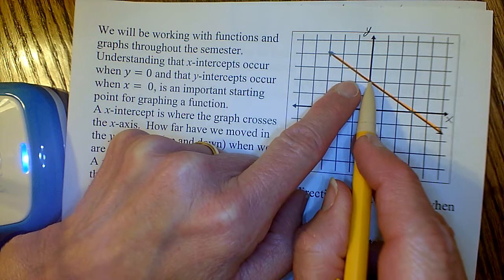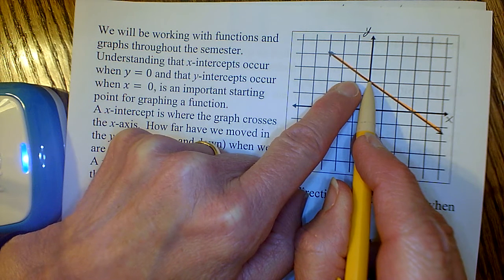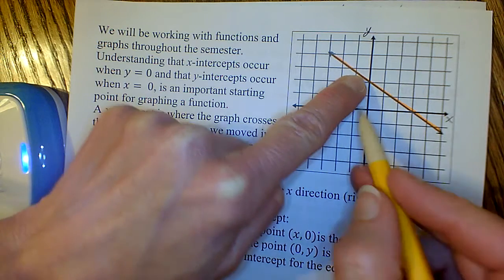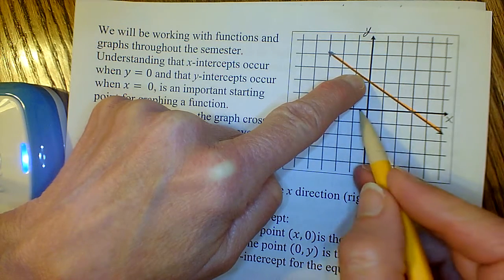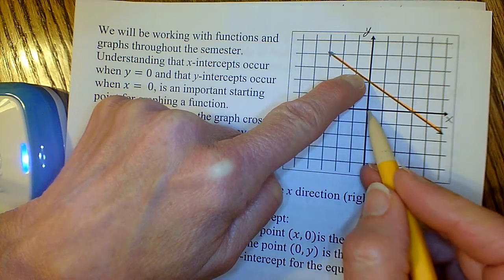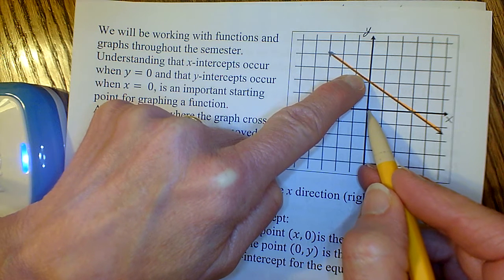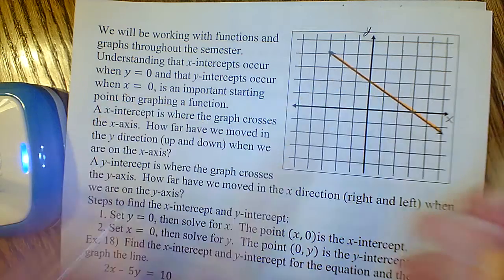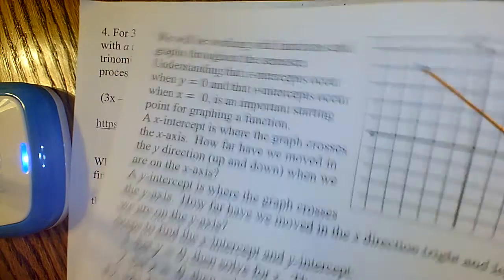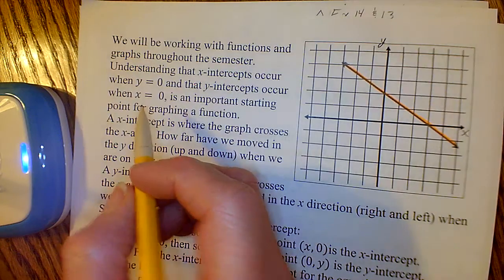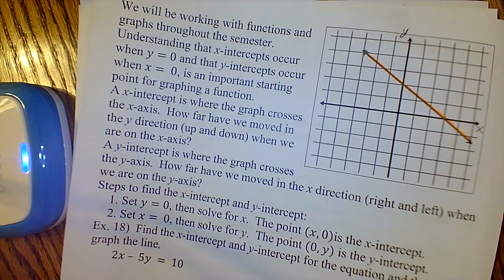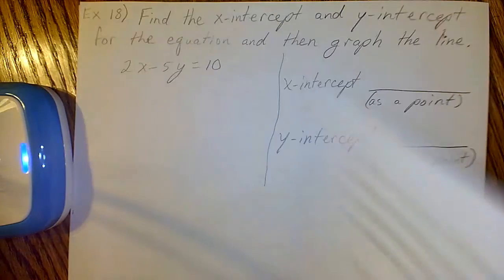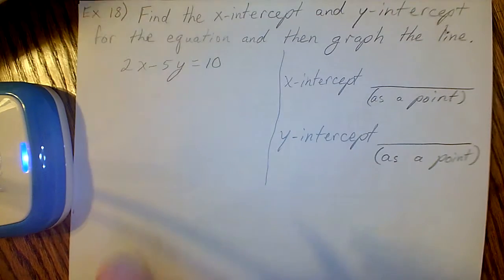Let's look at a y-intercept right here where we're at a point that's on the y-axis. This is a y-intercept. When we're at that particular point, how far have we moved in the x direction to the left or right of our origin? 0. So when we're at a y-intercept, x is equal to 0. So that's how we're going to find our x and our y-intercepts. We find x-intercepts by setting y equal to 0. We find y-intercepts by setting x equal to 0. And so let's look back at example 18 now.